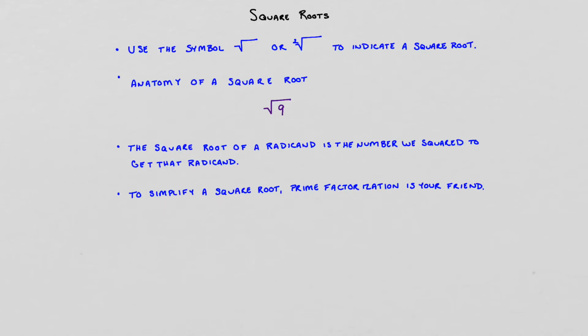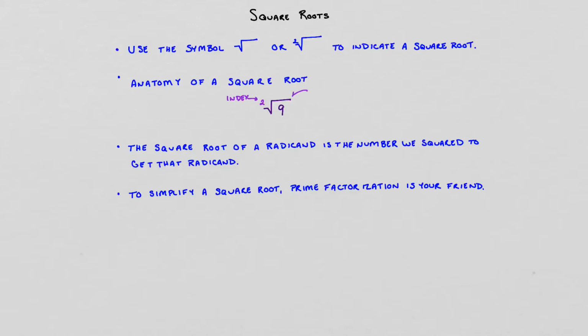In this video, we're going to be looking at square roots. We usually use one of the two symbols that you see before you to indicate a square root. Usually it's the one on the left, but sometimes we will see the one on the right, where we see the small 2 sitting on the shelf. That 2 that you see there is called the index.